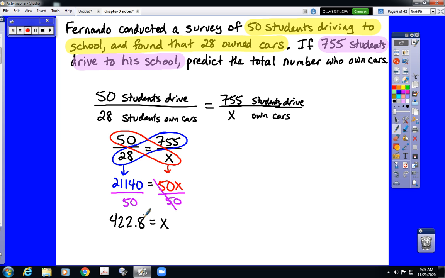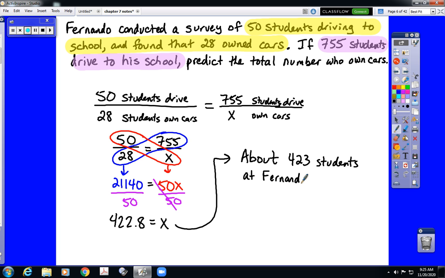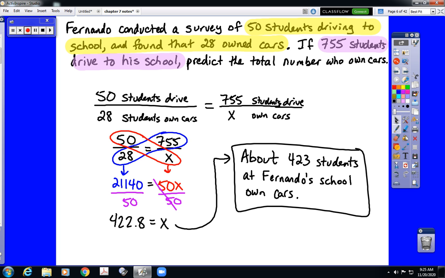Now again, that's an exact answer, by the way. We aren't going to have 0.8 of a student, so we would say about, because we're going to round, 423 students, because we're going to round 422.8 up, because 8 is bigger than 5, at Fernando's school own cars. Okay, it's a word problem. We answer with a complete thought. That does it for Chapter 7, Section 1. Thank you very much for your time and attention.